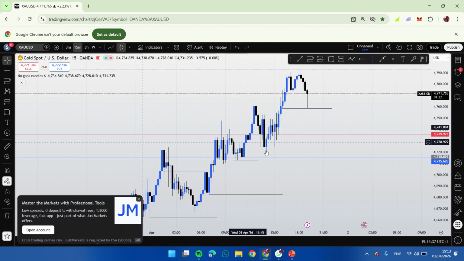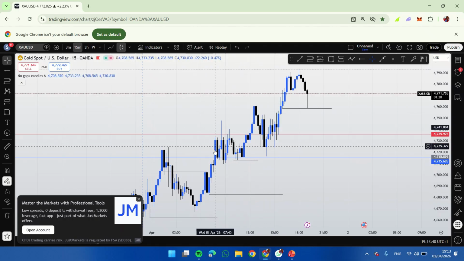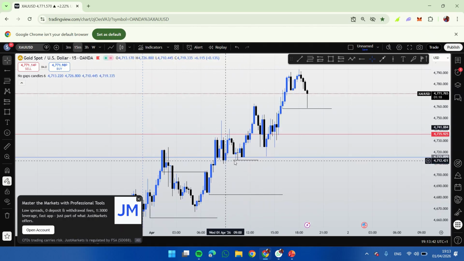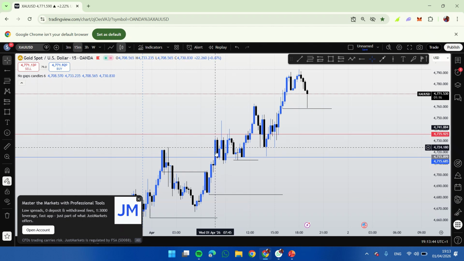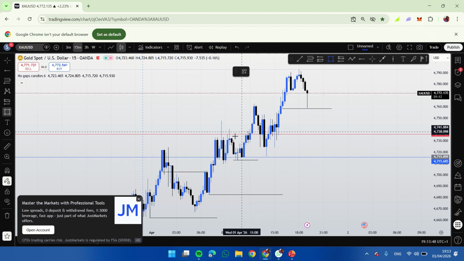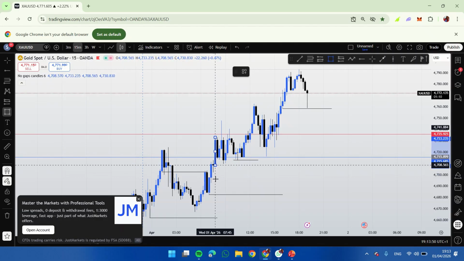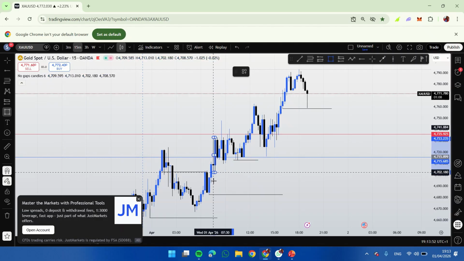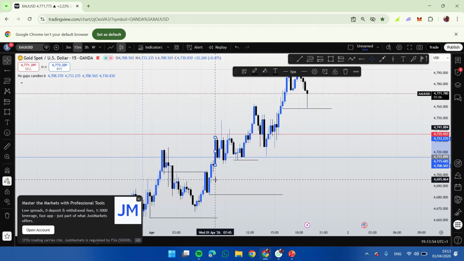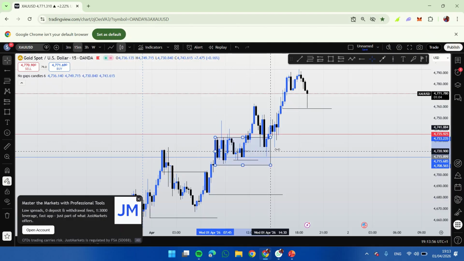Then there's a lot of noise here. I don't count this as a swing point. Why? Because it's just a candle range. This candle range, this particular one, is not a swing point. It's a range of a candle.